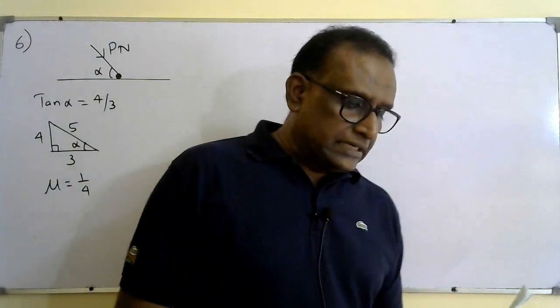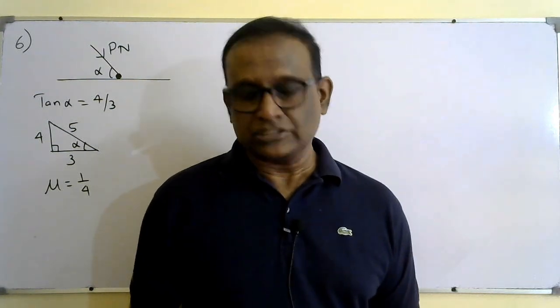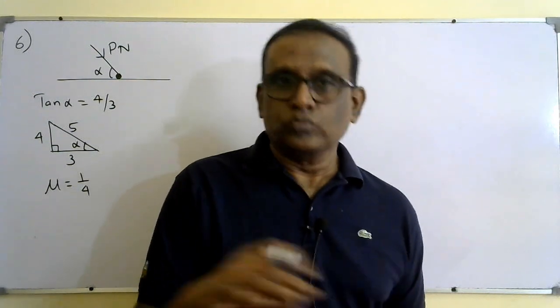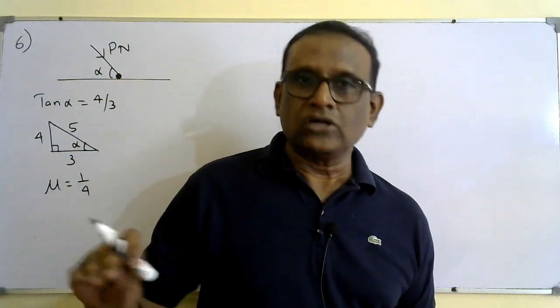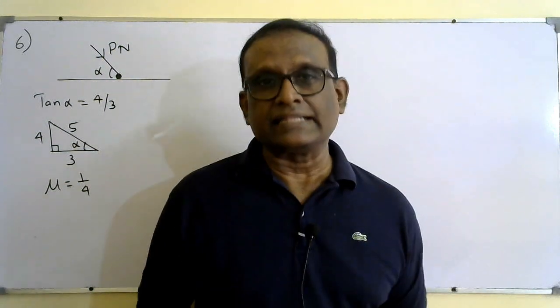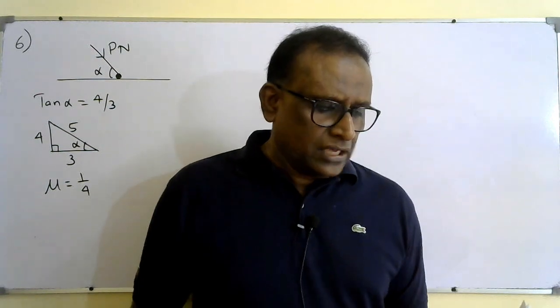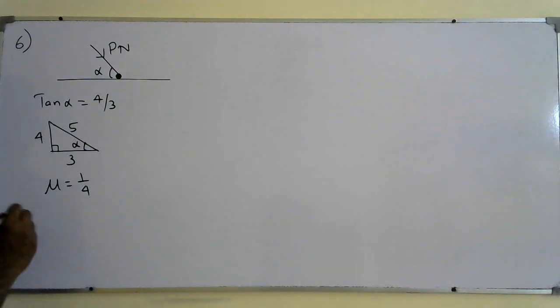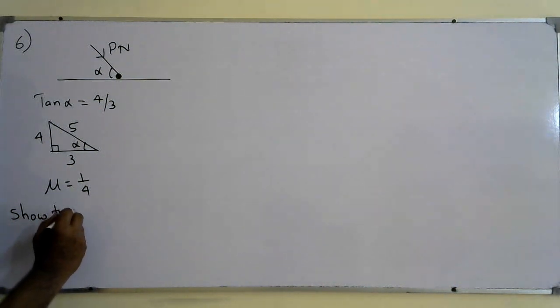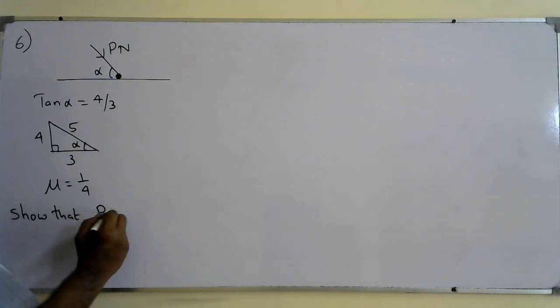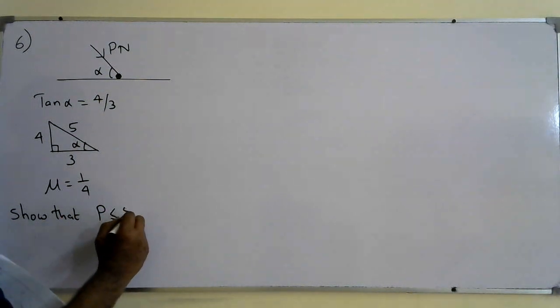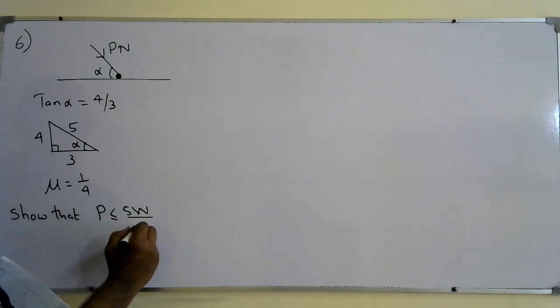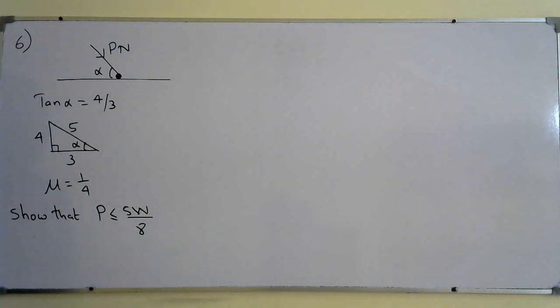Given that the particle does not move, it's at rest. So if it is at rest, the force which is trying to pull the particle on the horizontal floor must be less than the limiting friction. That's all, right? Show that P is less than or equal to 5W over 8. So this is the thing we have to show. This is the condition we have to show when the object is at rest.